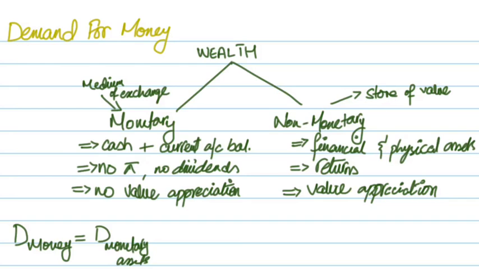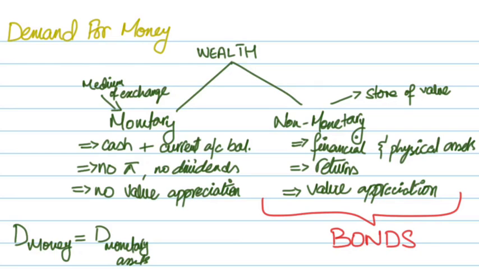So for the ease of understanding, what we'll do is we'll refer to all non-monetary assets as one: bonds. So from the next videos, when you talk about the liquidity preference curve, or the money supply, all sorts of non-monetary assets, the financial assets, the stocks and shares, and physical assets such as property, all of this will be referred to as bonds. So in the next video, we'll talk about the money demand curve, which is the liquidity preference theory.